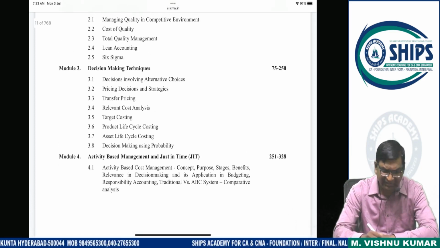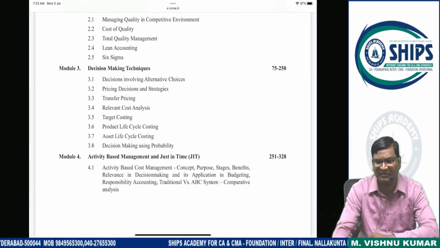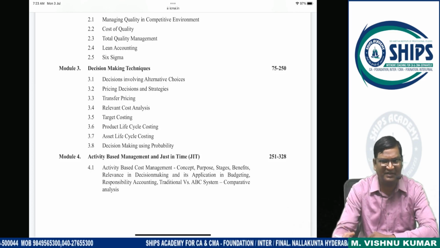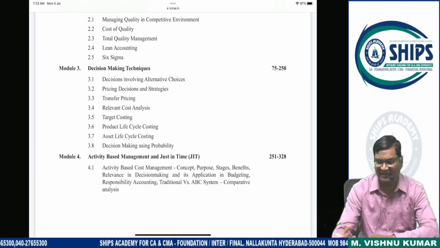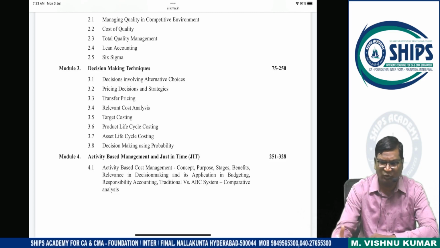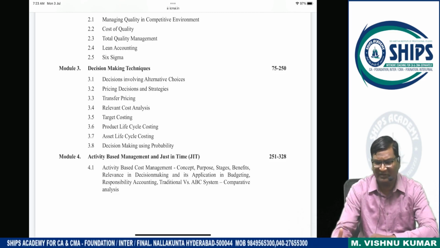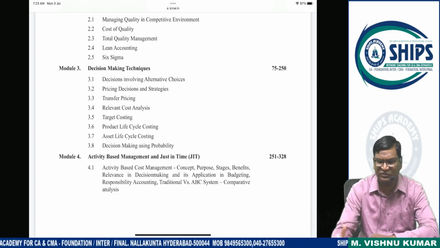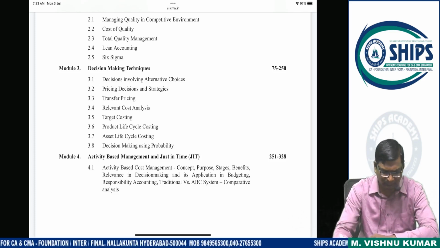Okay. Now in decision making, your main discussion will be on marginal costing and transfer pricing, because here only students will face the challenge. Marginal costing and transfer pricing. The remaining topics are easy, and we can easily understand them, like throughput costing and product life cycle costing. Okay, these topics are understandable and easy also. Clear?